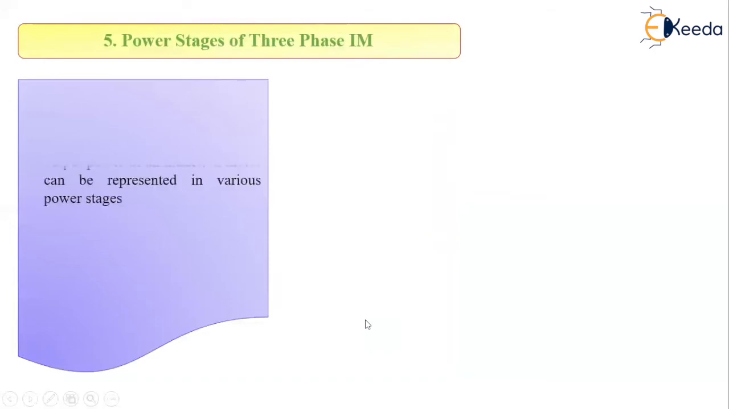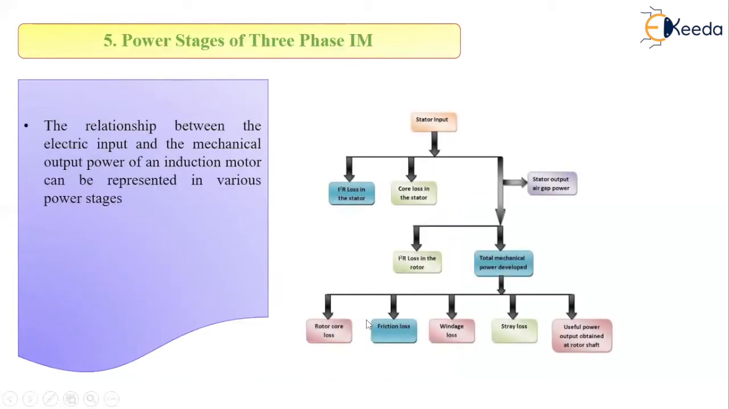Now let us see what are the power stages of a three-phase induction motor. As you can see on the screen, the relationship between electrical input and the mechanical output of an induction motor can be represented in various power stages. We know that a three-phase induction motor is a machine which converts electrical energy into mechanical energy. So when we give the electrical input, we receive the mechanical output. The relationship between the electrical input provided to the motor and the mechanical output received after conversion can be represented in certain stages. These stages are called power stages.